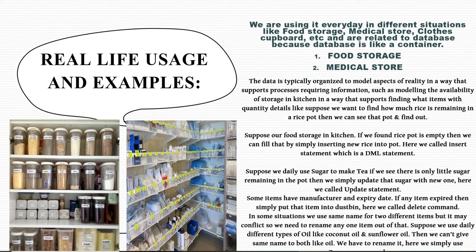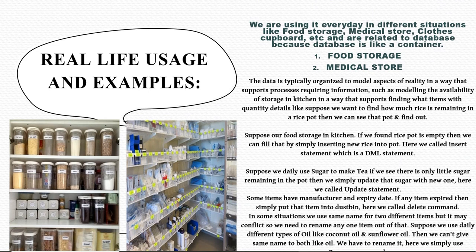Now suppose we daily use sugar to make tea. If we see there is only a little sugar remaining in the pot, then we simply update it with new sugar. So here we'll call it the update statement. Now some items have a manufacturer and expiry date. If any item has expired, then we simply put that item into the dustbin. So here we'll call it a delete command.